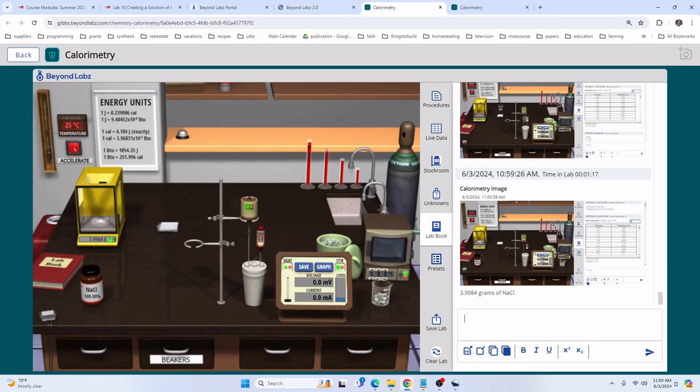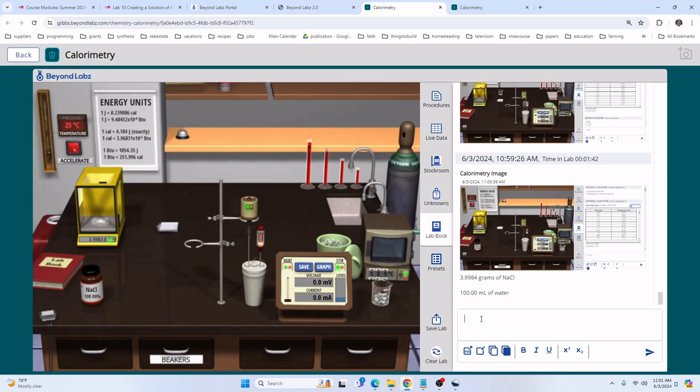Next, we'll note that there is 100 milliliters of water in the calorimeter right here. It's not indicated in the lab, but I'm assuming that is 100.00 milliliters of water, and I'm going to put that into my lab notebook. We need to determine the mass of water from the density and then the mass of water plus ice. And again, we'll do that at the end of this lab.